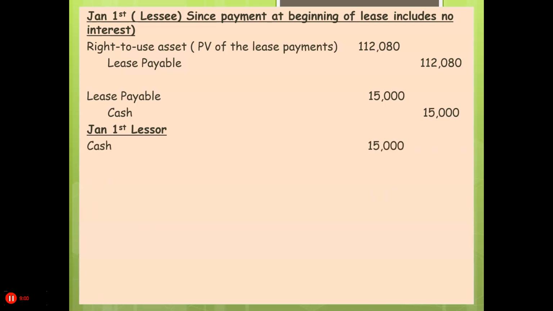Now, what about the lessor? They're going to receive cash and treat it as deferred revenue because this revenue is going to be earned over time.